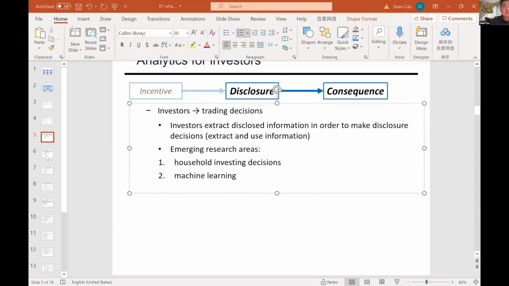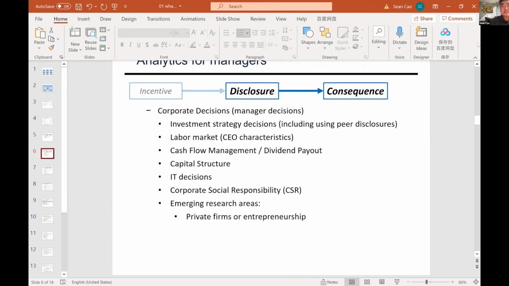This is in terms of investors, and also for managers. For managers, this is also an important way. We can extract information for managers to make a lot of decisions: investment decisions, hiring decisions, cash flow decisions, leverage decisions, IT decisions, even CSR decisions. I will talk about these later on. You understand this textual data, the data set I talked about earlier in the last video. You can analyze this data to help managers make decisions.